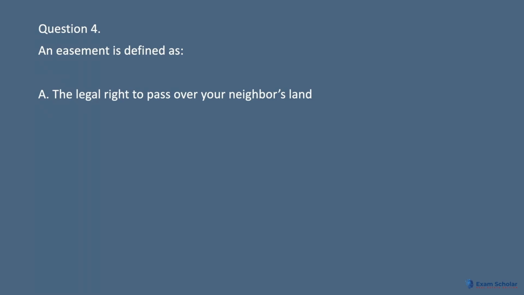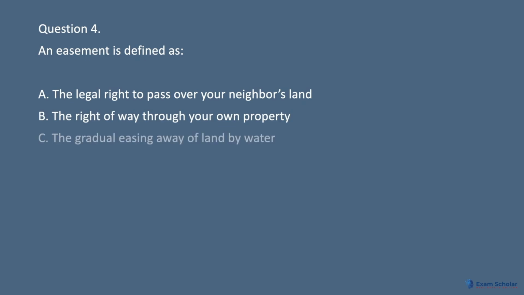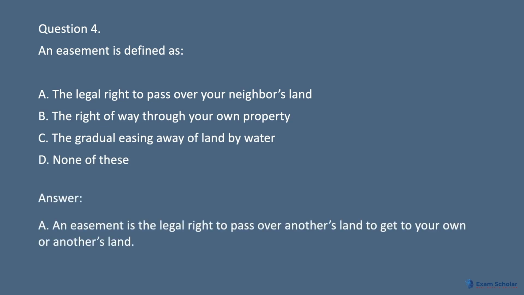Question 4. An easement is defined as A. The legal right to pass over your neighbor's land. B. The right of way through your own property. C. The gradual easing away of land by water. D. None of these. Answer: A. An easement is the legal right to pass over another's land to get to your own or another's land.